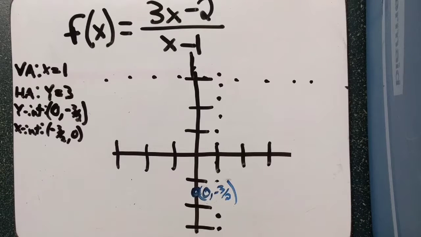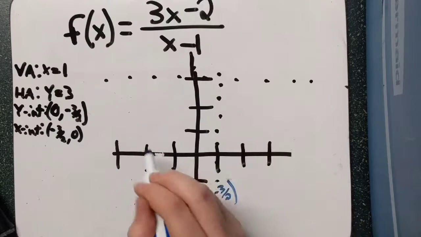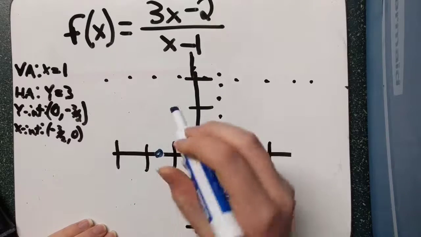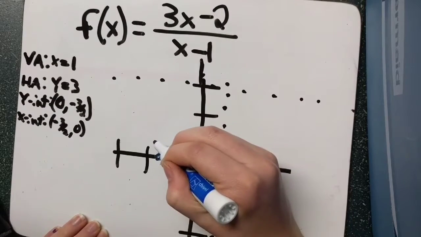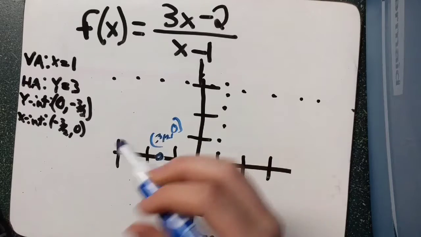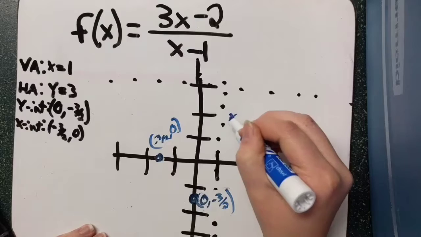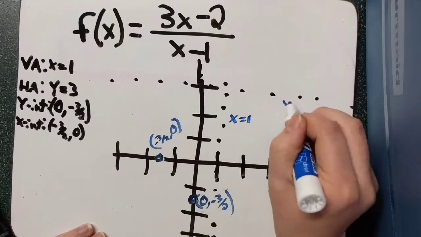Now our x-intercept is (-3/2, 0), which is right here. We're going to put a little point there, and we're going to label this one as well, which is (-3/2, 0). It's always good to label your points so you know what you're going for. And these are asymptotes. This one is x equals 1, and then this one is y equals 3.